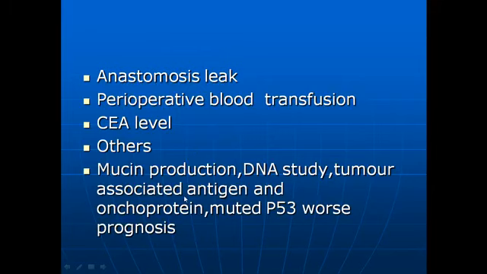other factors include mucin production. A mucin-producing tumor, with the signet ring histological appearance, is a very poor candidate. That is bad. DNA study, tumor-associated antigen and oncoprotein, mutated p53: these have a worse prognosis.